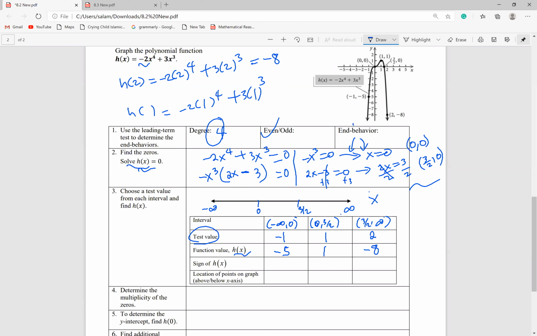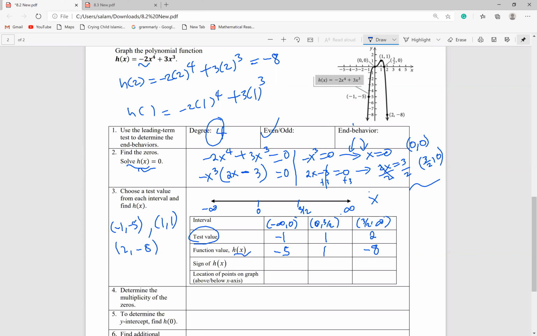Now we're able to get some points. The points that we're able to get are -1, -5, then we have 1, 1, and then we also have 2, 8.